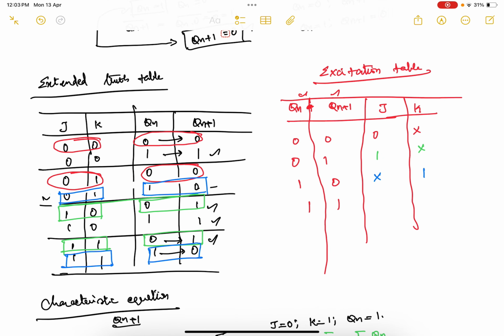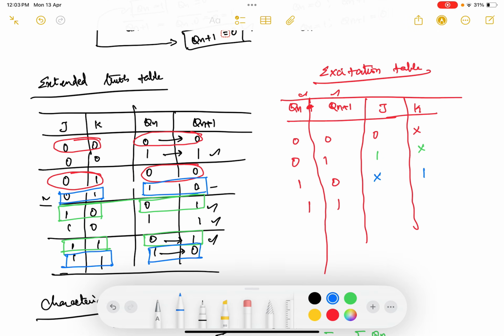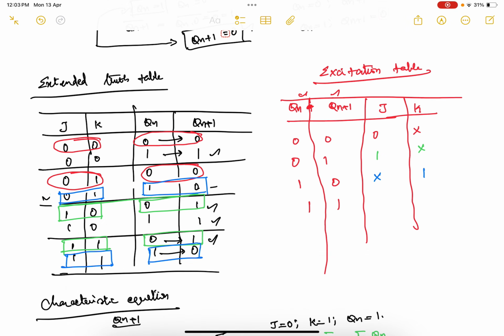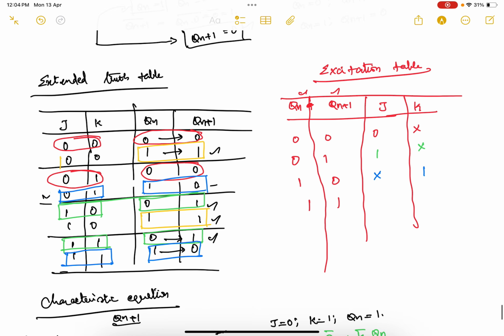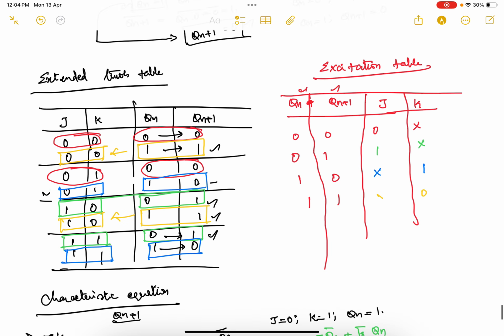Then finally you have the 1 1 condition. I will go with the yellow color. For the 1 1 condition, what will be the mandatory inputs? Here also K remains constant as 0, but J is changing from 0 to 1. So K remains constant at 0, while the value changing from 0 to 1 means that is X.